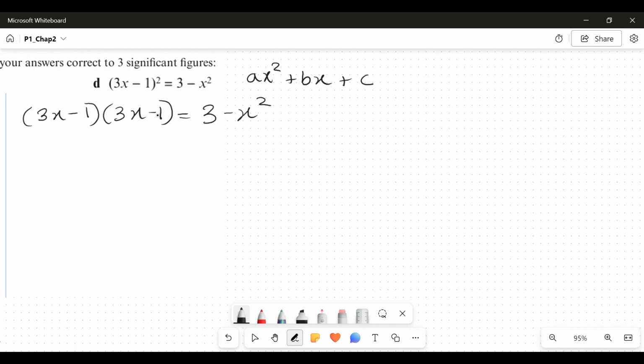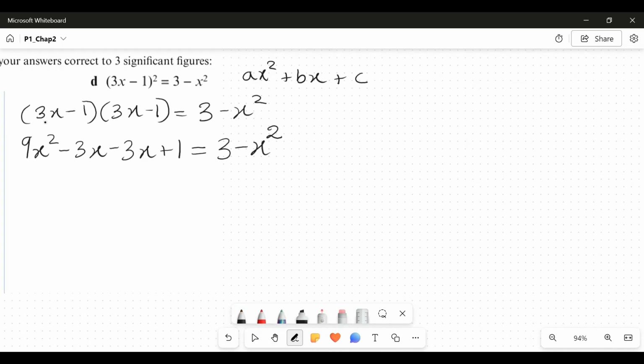Let's expand that bracket using the FOIL method. So 3 times 3 is 9, x times x is x squared. Then we multiply 3x with minus 1, so that's minus 3x. Then we multiply minus 1 with 3x, so that's minus 3x. And minus 1 times minus 1 is plus 1. And on the other side of the equation, we have 3 minus x squared. Let's keep that unchanged. We can now simplify this. So we get 9x squared minus 3x minus 3x is minus 6x plus 1 equals 3 minus x squared.